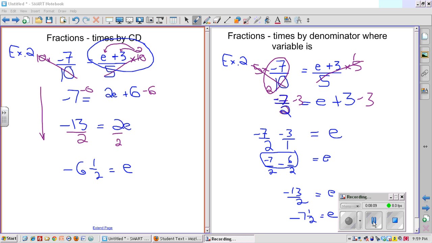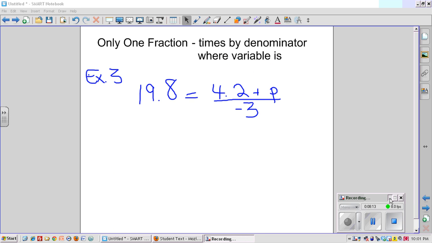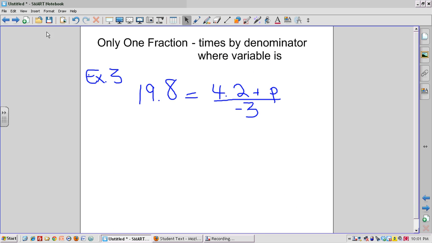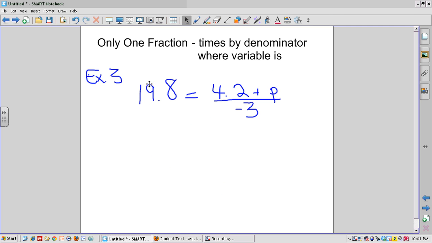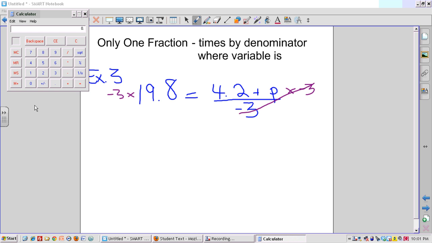I'll show you one other little thing. So with this problem, it's a little different than back here where we had the two fractions. And this one we only have just one here, and it happens to be where the variable is. So this one's not too bad. You can multiply by negative 3, and again, that does a clean cancel here, and then you can multiply this side by negative 3. I'm going to cheat a little bit here.